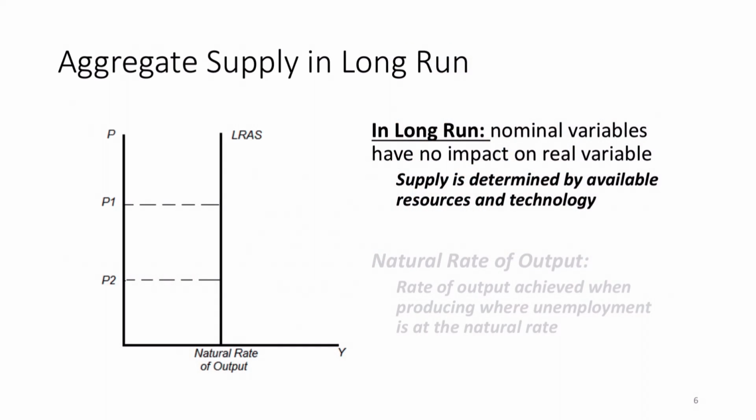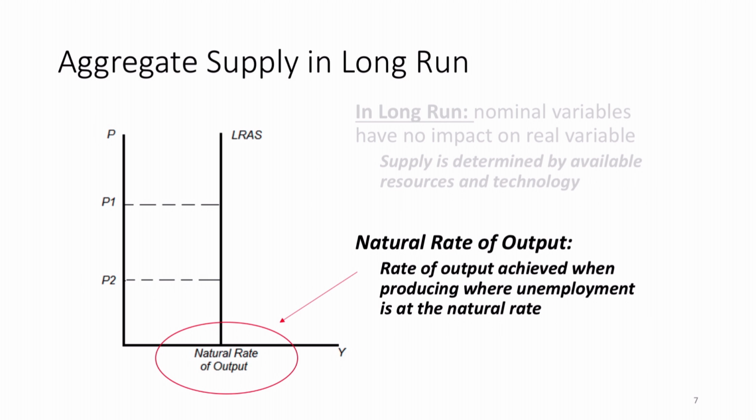So therefore, as you can observe in this graph right here, we see that the long-run aggregate supply curve is a vertical line, where price is on the y-axis and output, or real GDP, or the level of production, is on the x-axis. What this is telling us is that it doesn't matter what the price level is. It can be P1 or P2 in the long run. The long-run aggregate supply is going to be determined by the natural rate of output.